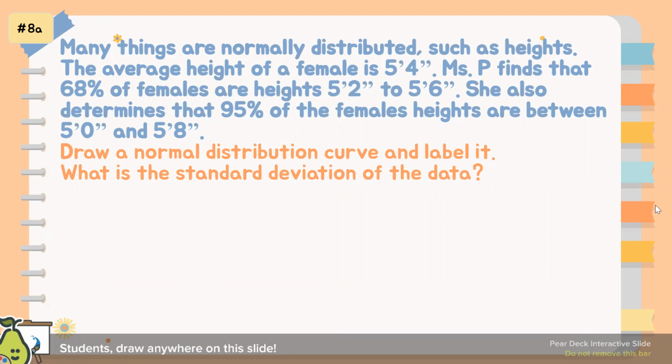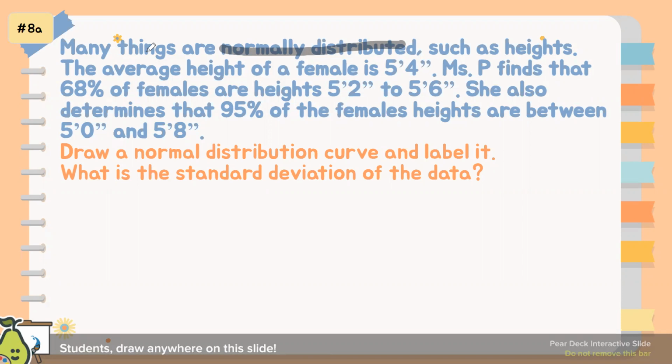Part A says to draw a normal distribution curve and label it. What is the standard deviation of the data? So based on this information, we're going to have to draw a normal curve. And since it is a normal distribution curve, right, it says many things are normally distributed, such as heights. We already have that it's normally distributed, such as heights.